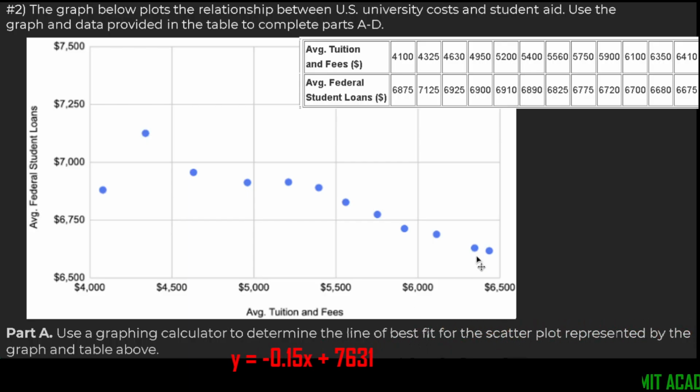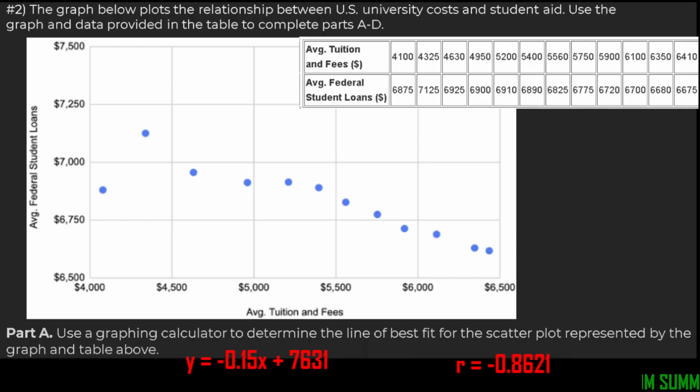All right, so let me switch back here, and my equation is going to be y equals negative 0.15x plus 7,631. And the other key takeaway you need is that the r value is going to be negative 0.8621.